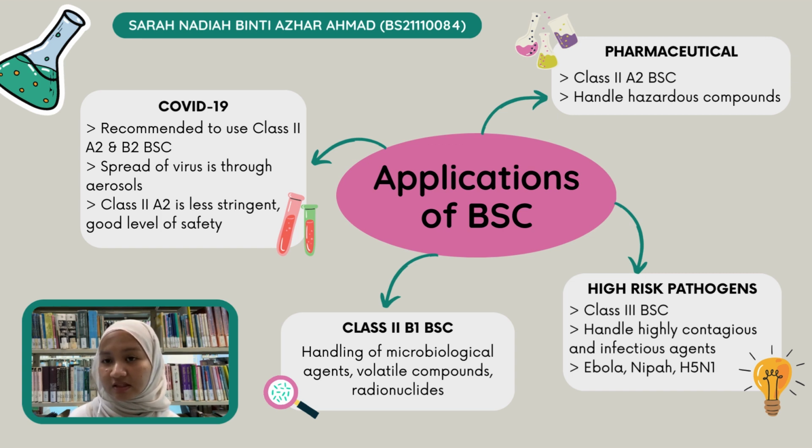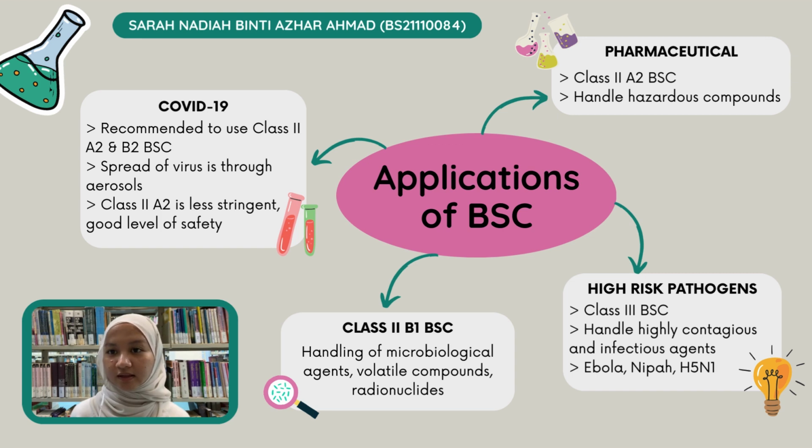The handling of specimens that have a potential for SARS-CoV-2 or COVID-19 is recommended to be done under a Class 2A2 or Class 2B2 biosafety cabinet. The specimens collected for COVID-19 are usually respiratory specimens, which are throat swabs, nasal swabs, and nasopharyngeal aspirates. All these specimens have the potential to generate aerosols when they are handled by vortex, pipette, and aliquots. The Class 2A2 BSC is the best BSC for the handling of COVID-19. This is because it requires less stringent airflow and provides a good level of safety to the users.